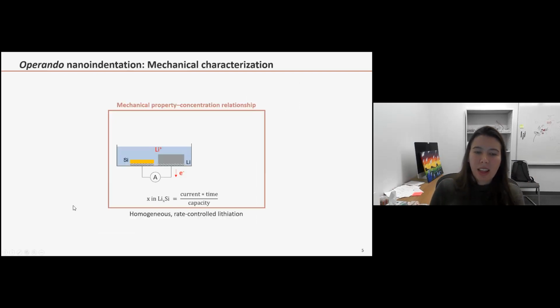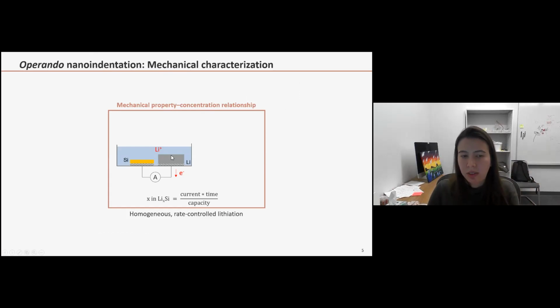So I will start with the mechanical characterization. First, our goal will be to characterize the relationship between mechanical property and concentration. With the nanoindenter, we can measure many properties. Here, I'll give the example of elastic modulus.